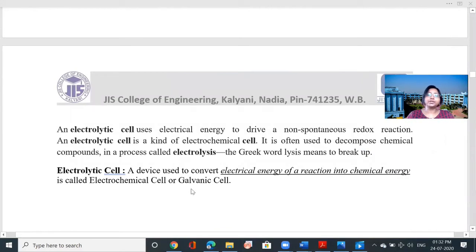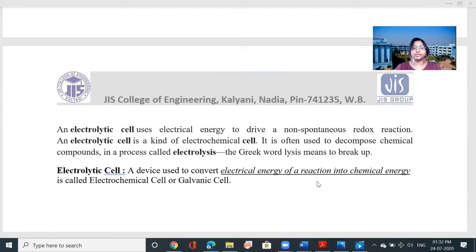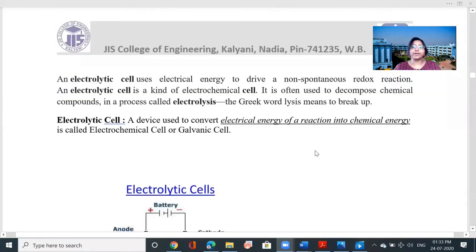And what is an electrolytic cell? An electrolytic cell uses electrical energy to drive a non-spontaneous redox reaction. An electrolytic cell is a kind of electrochemical cell. It is often used to decompose chemical compounds. So the electrolytic cell is the device used to convert electrical energy into chemical energy. Okay, so you understood.